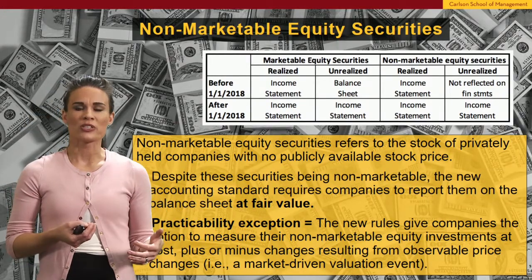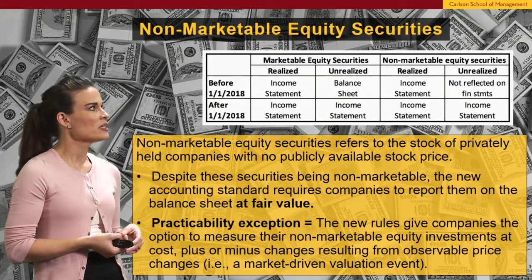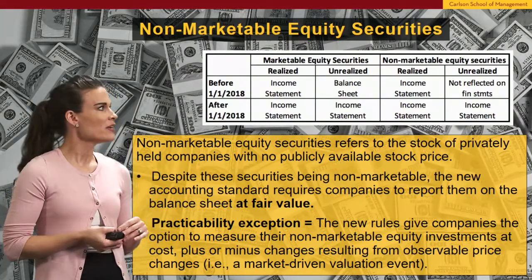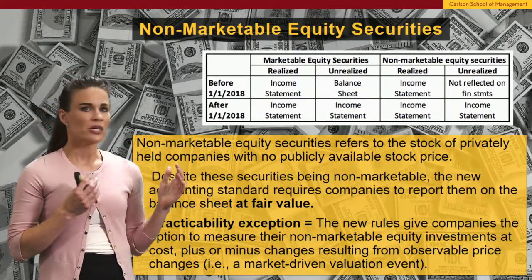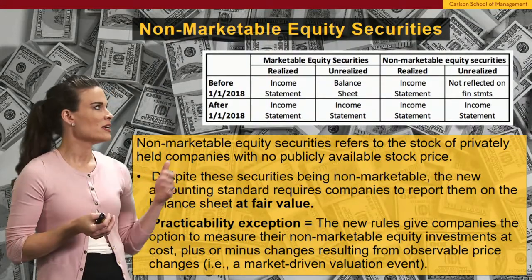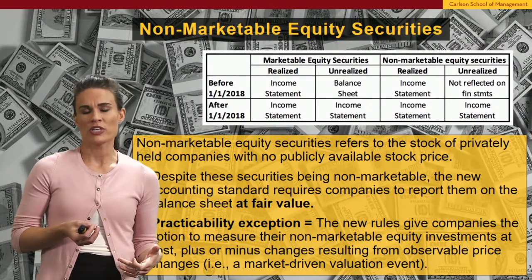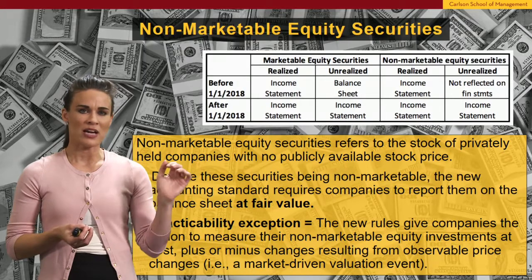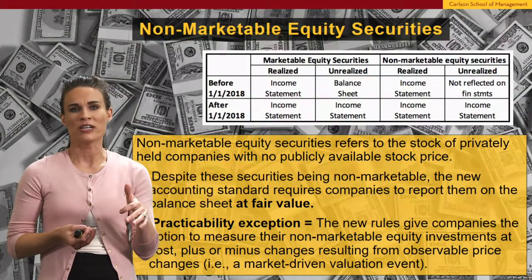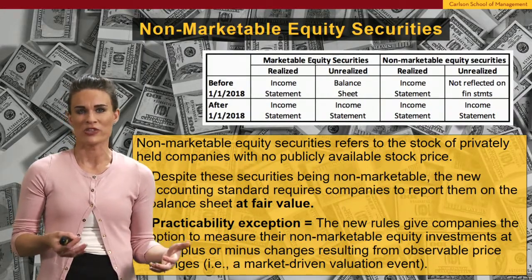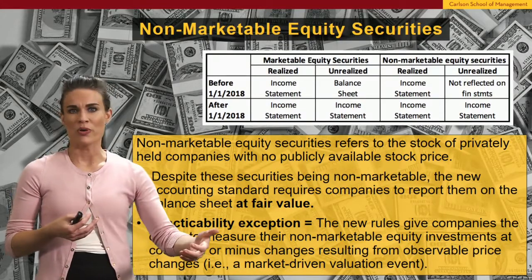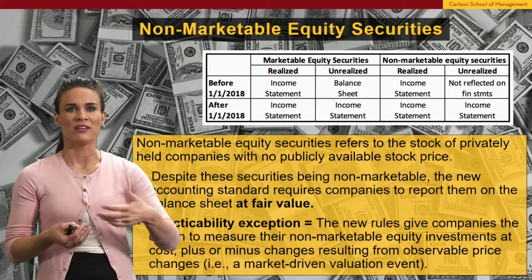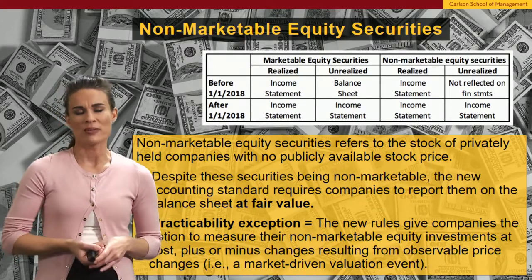And what the rules give is a practicability exception, which allows you to hold your non-marketable security investments at cost, so the original cost that you acquired that investment at, and you would be able to include it at cost plus or minus any observable price changes. So this means we're looking for market-driven valuation events. So maybe a company that you held that was originally private did go public, and now you can get an idea of what your investment's actually worth. Or maybe the company issued more shares in another round of financing, so you can get an observable market event in terms of what your asset might be worth.